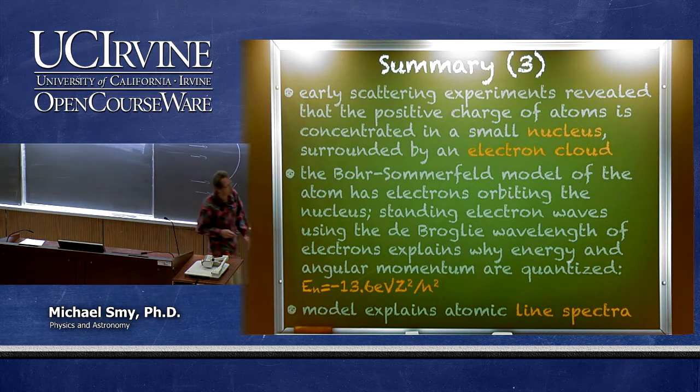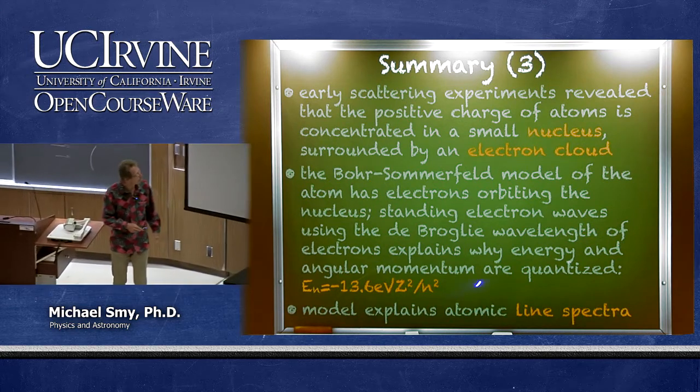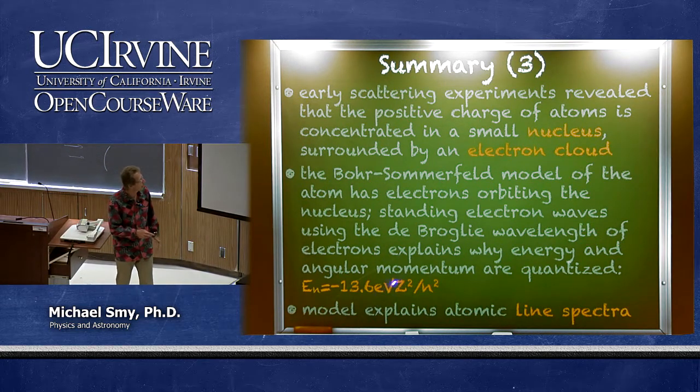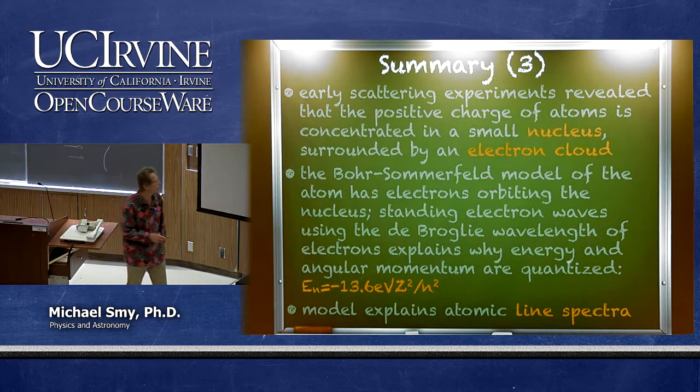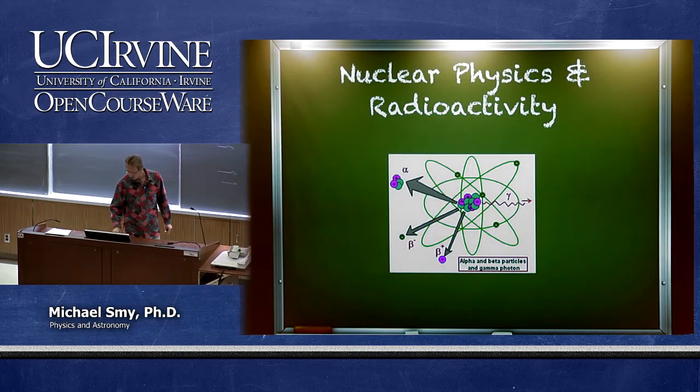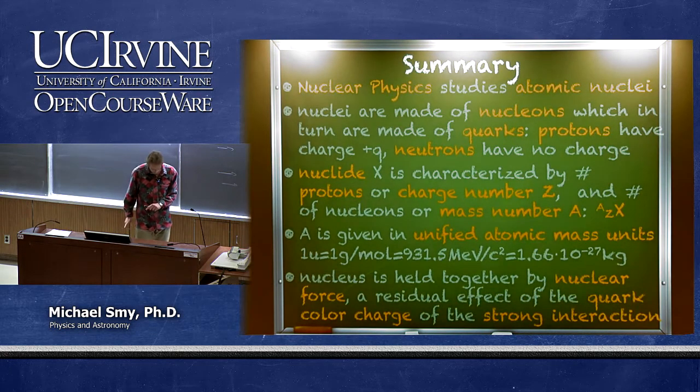And the quantization of energy can be summarized by this formula, where this is the ionization energy of hydrogen, this is the charge of the nucleus, and this is a positive integer number. And this model explains the atomic line spectra. We then moved on to nuclear physics and radioactivity.